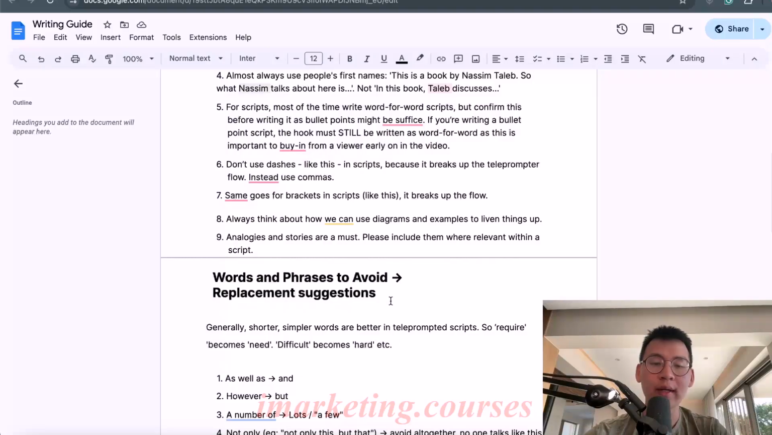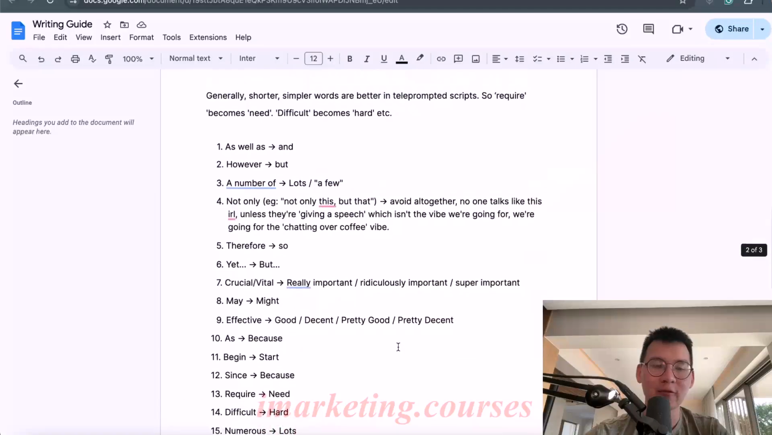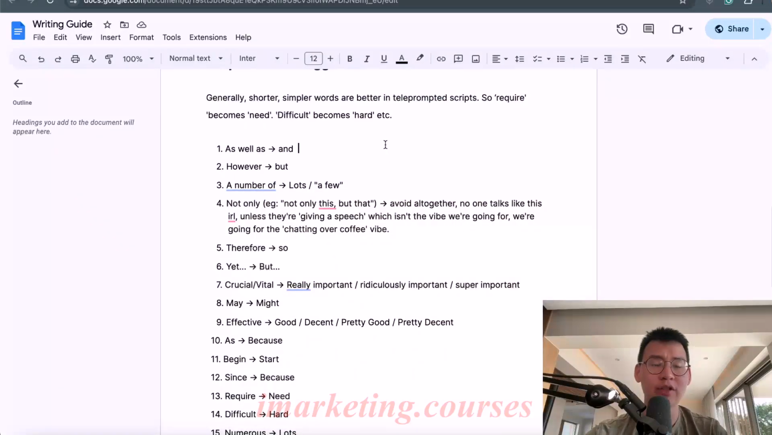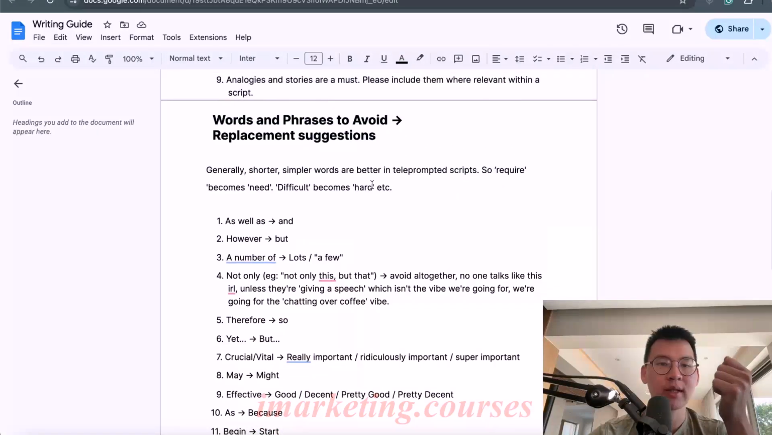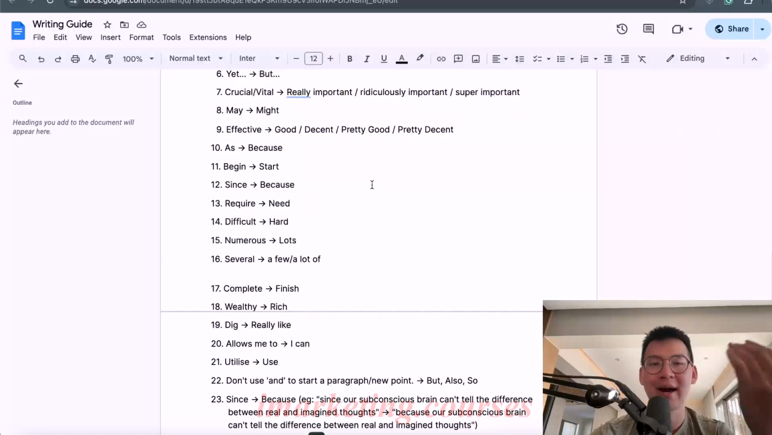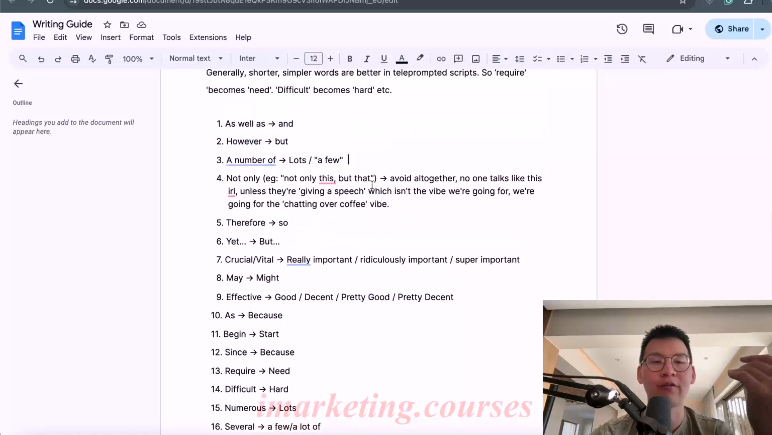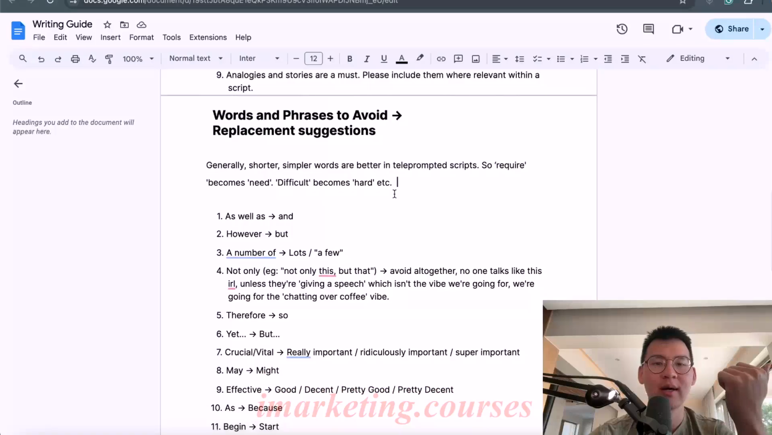So words and phrases to avoid, right? Replacement suggestions. This is just a list, right? Here you can read them, like change "as well as" to "and," "however" to "but," and a number of others. You can read through all of this, but it's really important that you try to avoid certain words and phrases because they're not conversational in nature. If you're unsure of what words you can or cannot use, you can continue adding on to this guide, but this is the guide I've come up with that you can pretty much just straight up use.